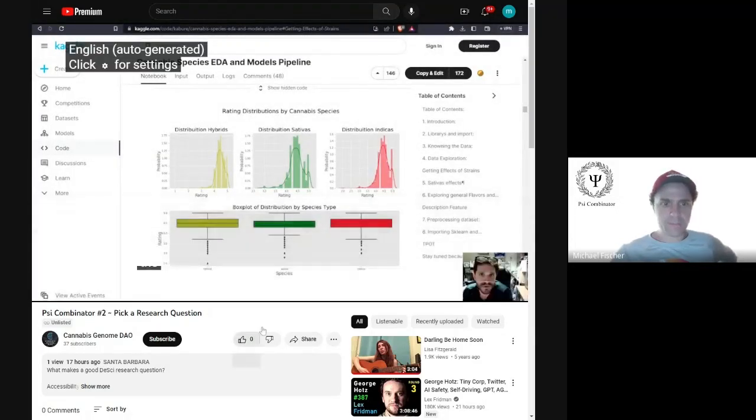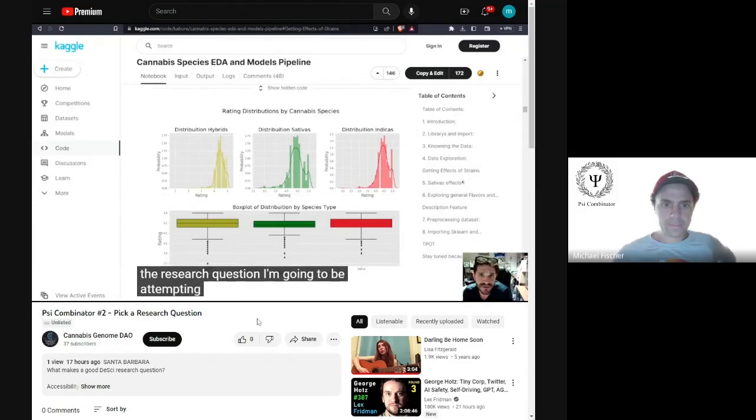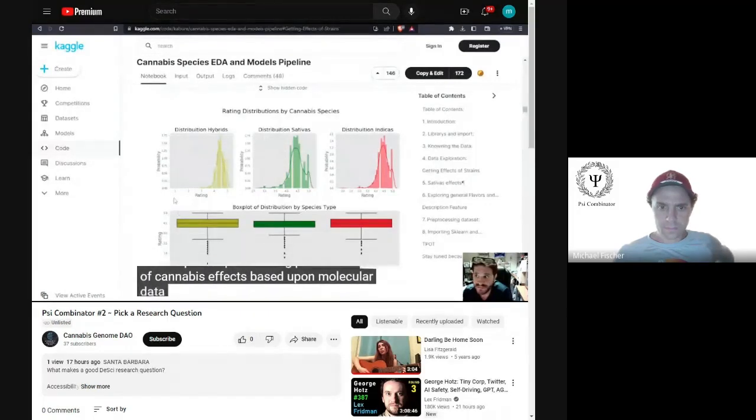The research question I'm going to be attempting to answer in Combinator is, can I improve upon existing predictions of cannabis effects based upon molecular data? There have been plenty of attempts, basically beaten to death, to predict effects based upon the classification of indica, sativa, hybrid. But that's mostly a description, right?